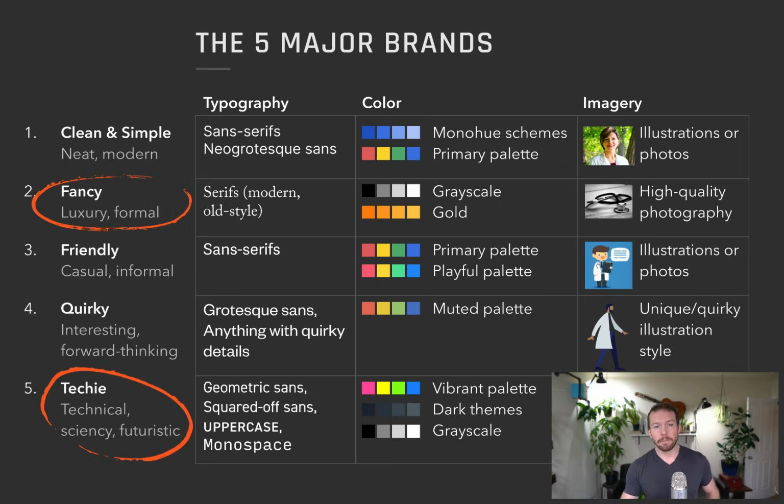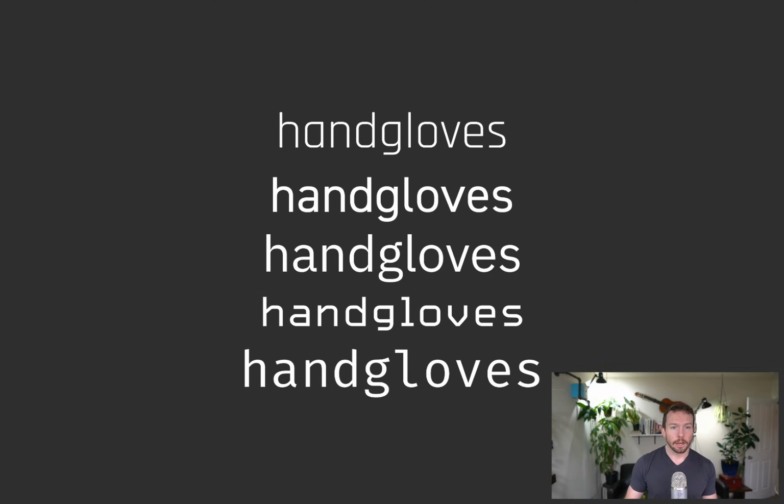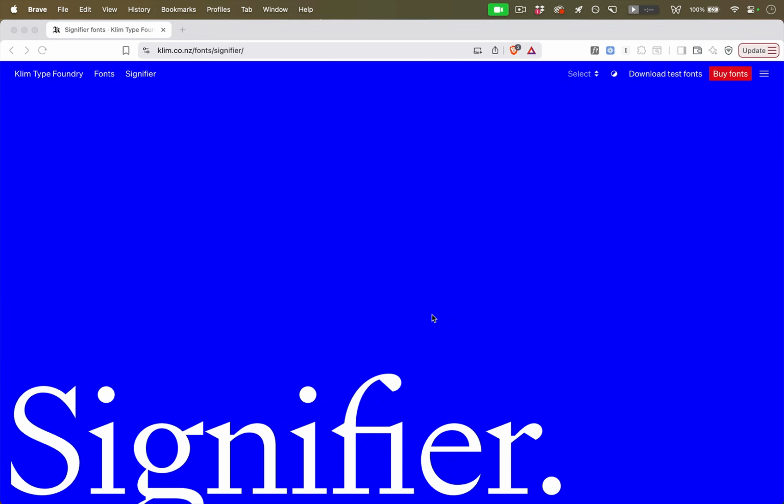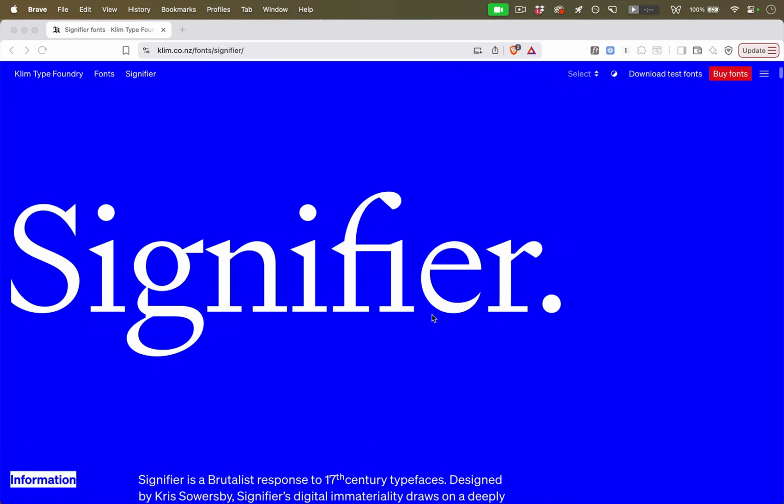Techie fonts tend to be pretty geometric, angular, squared off. Fancy fonts, obviously, are often serifs, or maybe they're sans serifs that take inspiration from handwriting. At first, these requirements might seem irreconcilable, and one option is we just use multiple fonts. But I do know a great font I'm really stoked to try out, and it fits into both categories. And that font is Signifier by Chris Soursby.